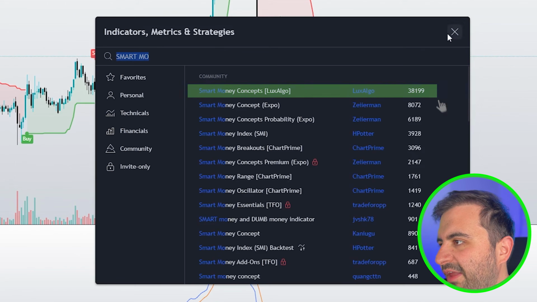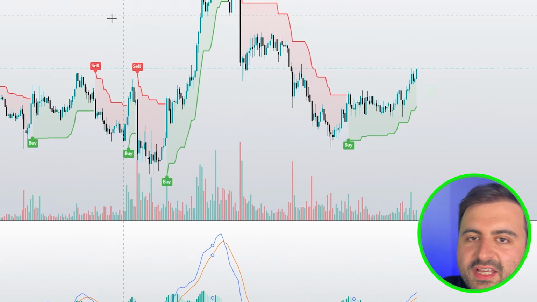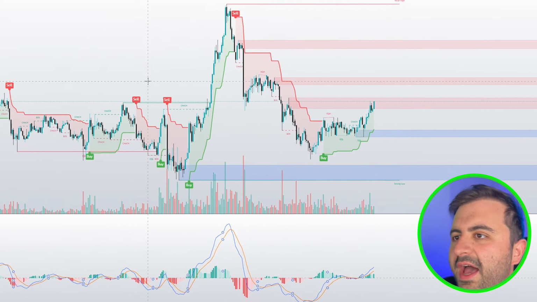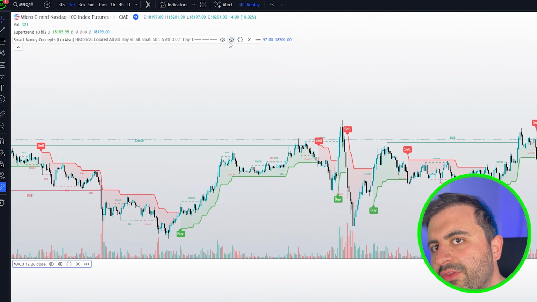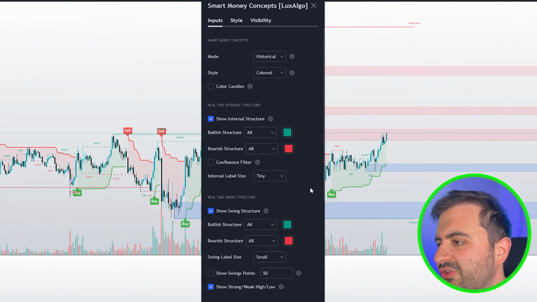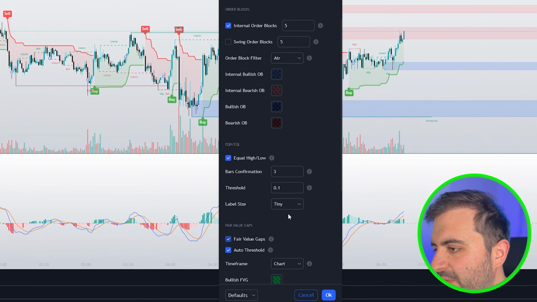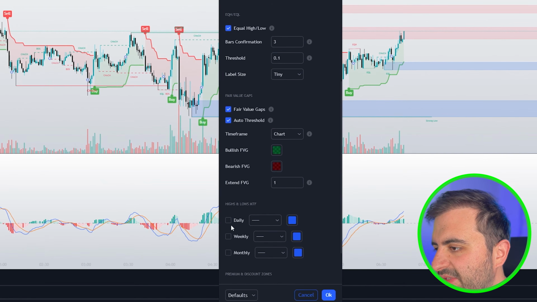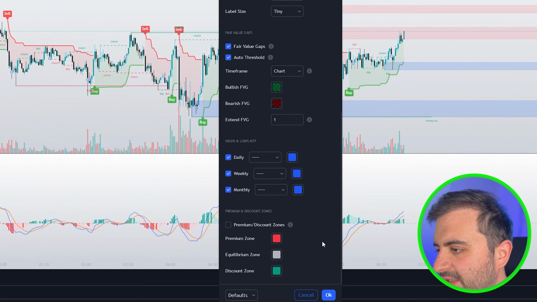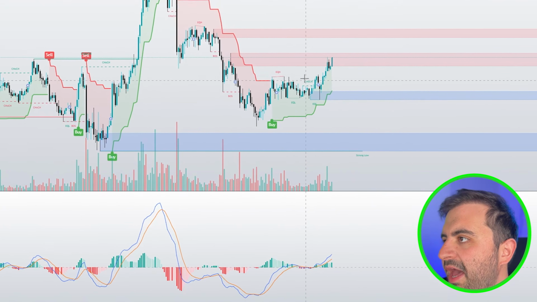And the third must-have indicator, the smart money concept. You guessed it right. This is a very popular indicator from LuxAlgo, and they are doing a great job. Now head over to settings to do some quick adjustments here. What I want you to do is enable the fair value gaps to get a better signal, and you can use daily, weekly and monthly highs and lows here. You don't need the premium and discount zone, and that's it.